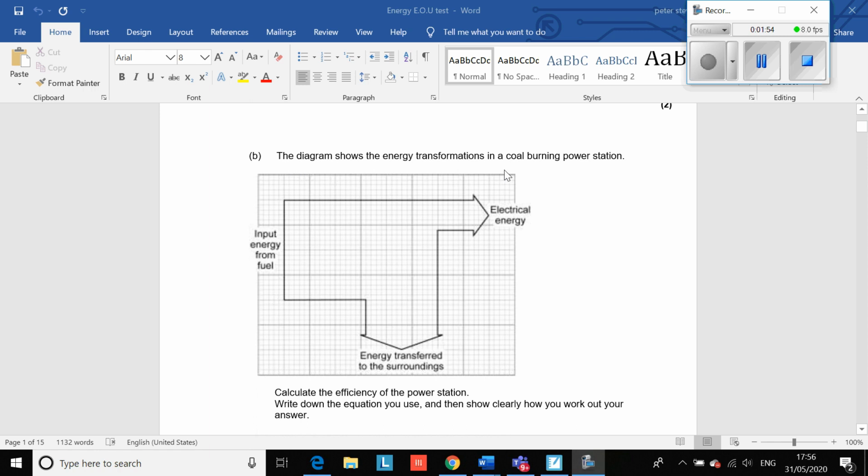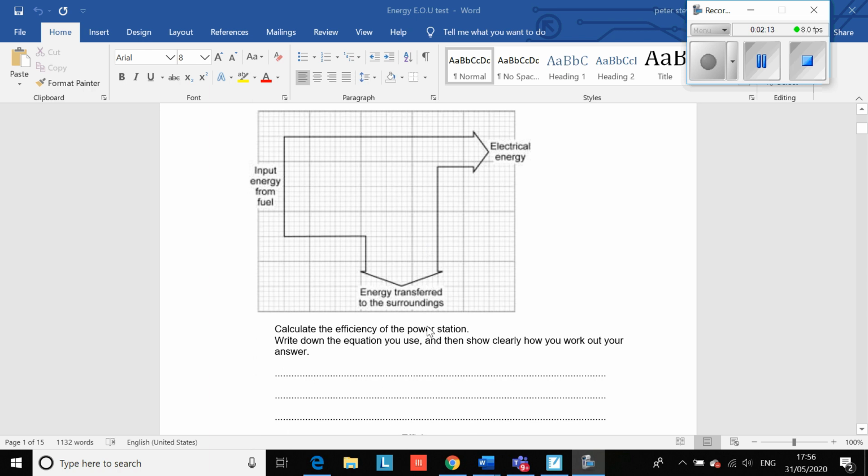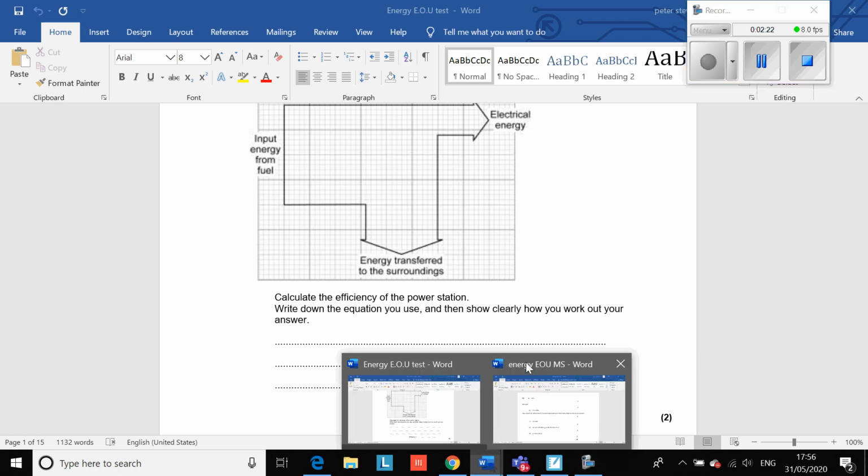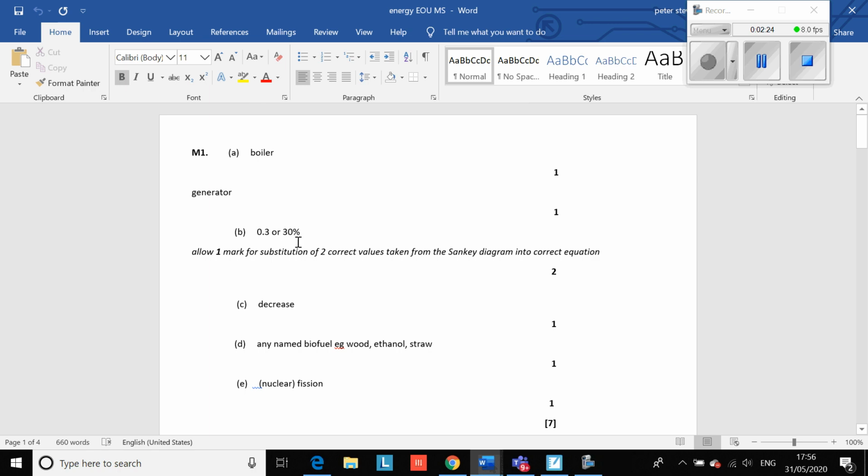The diagram shows the energy transformation in a coal burning power station. So this is the energy going in from the coal. This is the energy being transferred to electrical energy. And this is the energy which is wasted as, say, heat, which is transferred to the surroundings. It says, calculate the efficiency of the power station and write down the equation you'd use. Then clearly show how you worked out your answer. So the answer was 0.3 or 30%.